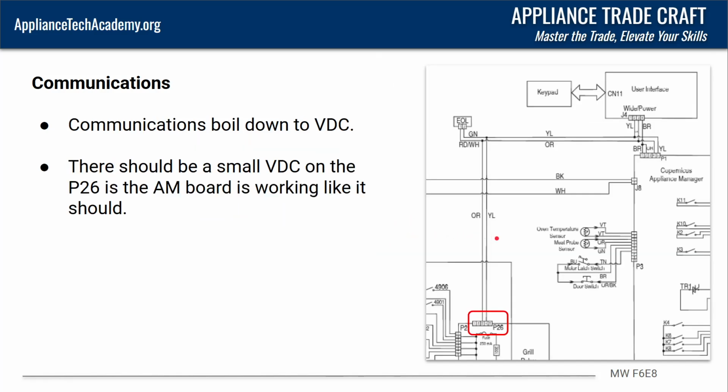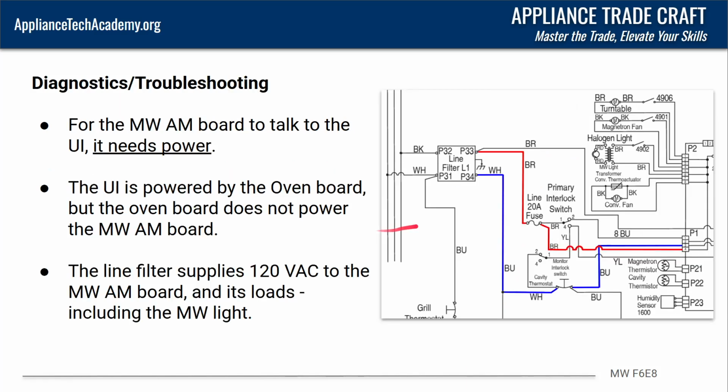So again, when it comes down to communication, you got this P26 line, that's what communicates with the UI. It's going to be a small DC voltage. If you're getting that, then the appliance manager should be working like it should. With that being said, if you're not getting any DC voltage, let's dive into what's going on with that and the most common issues that I see.